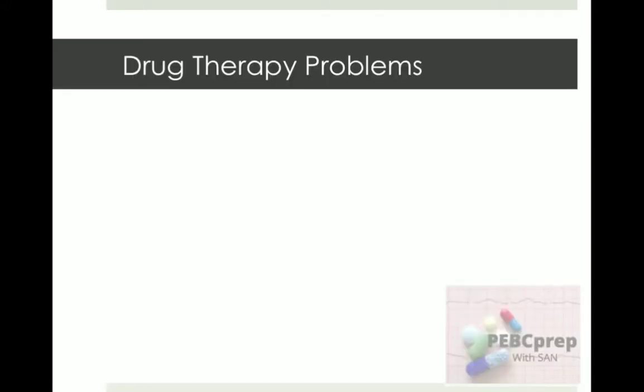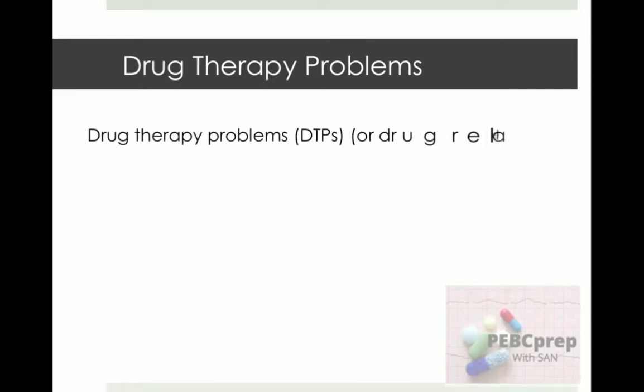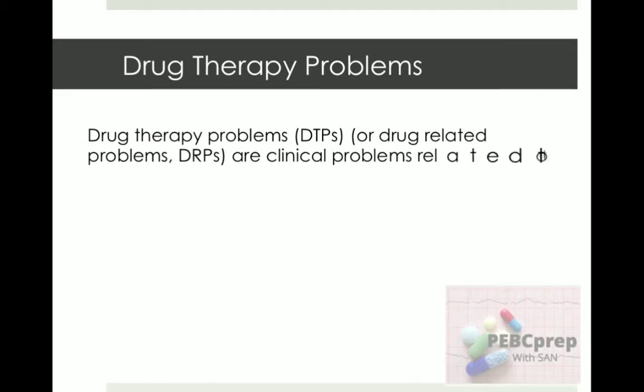Drug therapy problem, as the name itself shows, is some problem related to medication therapy. So the definition is: drug therapy problems, DTPs, or drug related problems, DRPs, are clinical problems related to the use of medications or drugs.